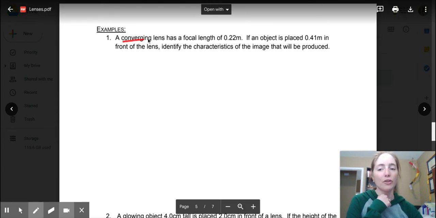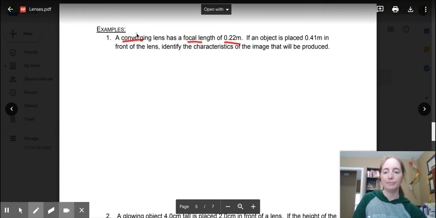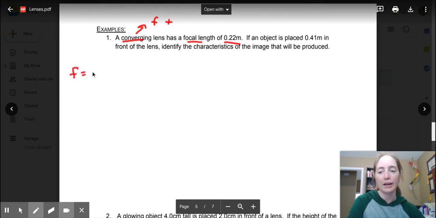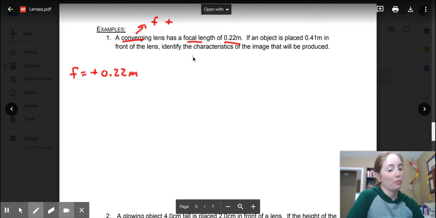So a converging lens has a focal length of 0.22 meters. Okay, we're going to pause here. Ladies and gentlemen, converging lens, that means right away our F is going to be positive, and our focal length is going to be 0.22. So my F is positive 0.22 meters. And once again, watch your units. They have to be consistent.